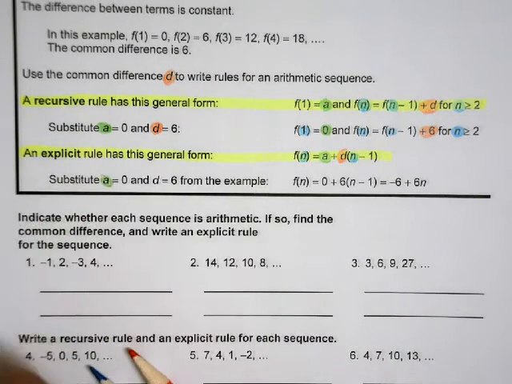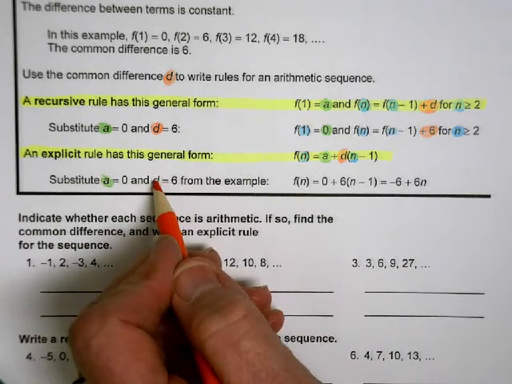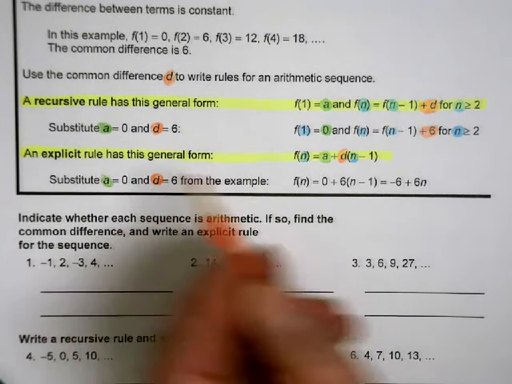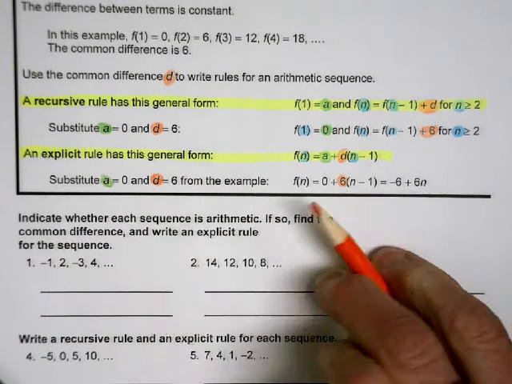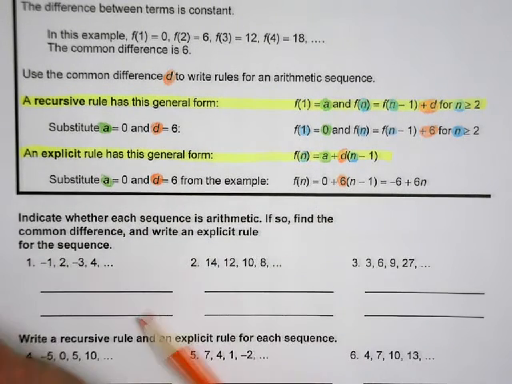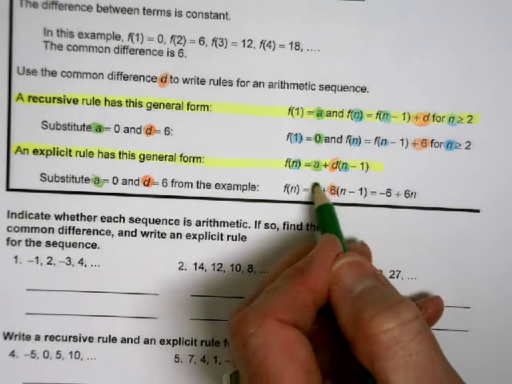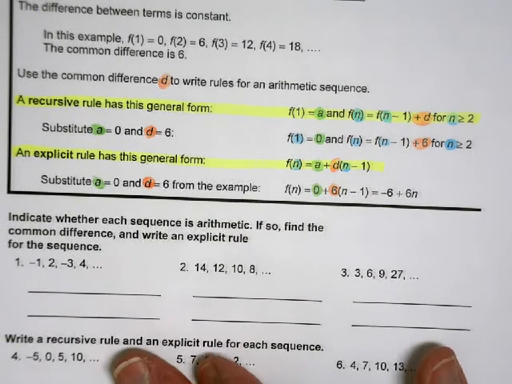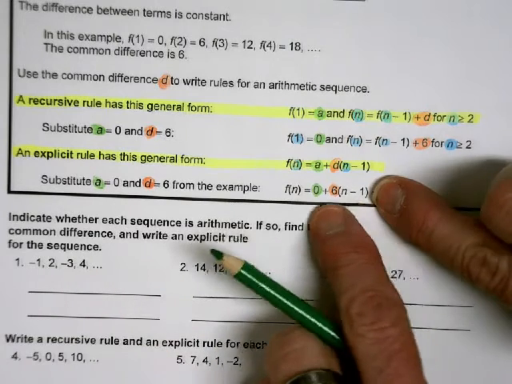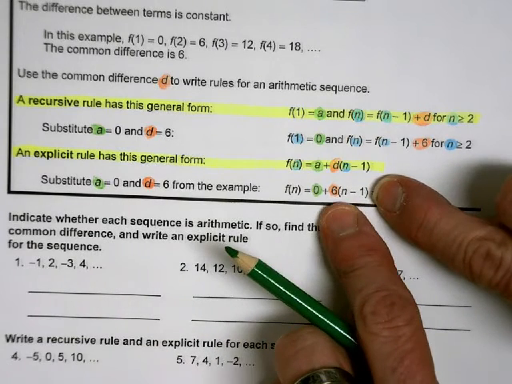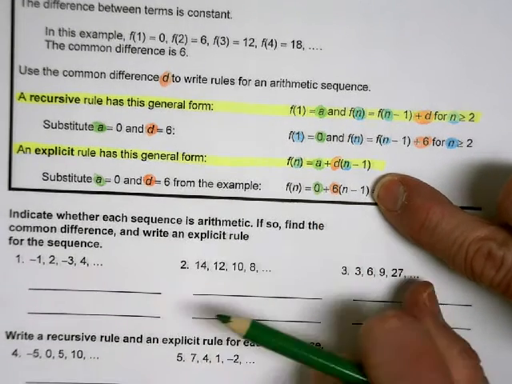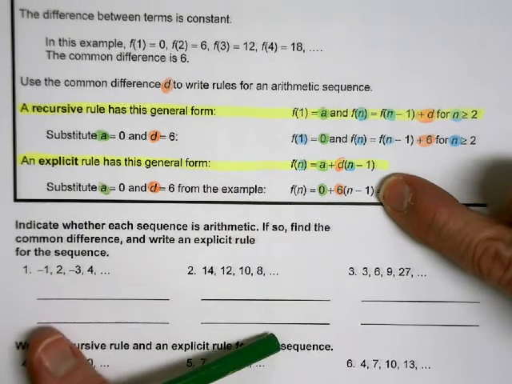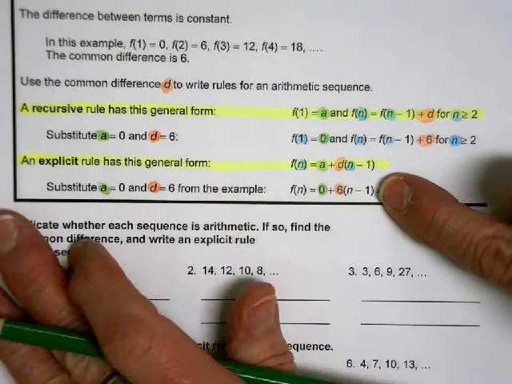So A is 0, D is 6. So that's where they get this information. You're going, well, that's not so bad. If I'm supposed to write an explicit rule from a list of numbers that have a pattern, I can do that.